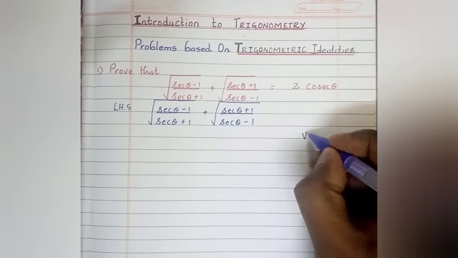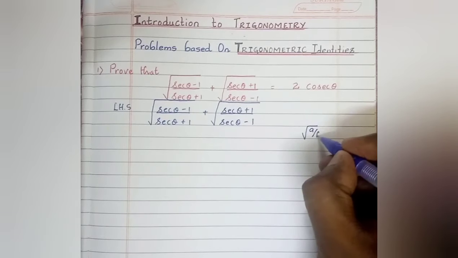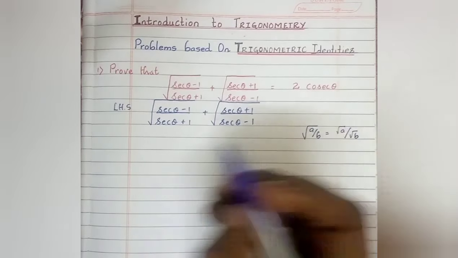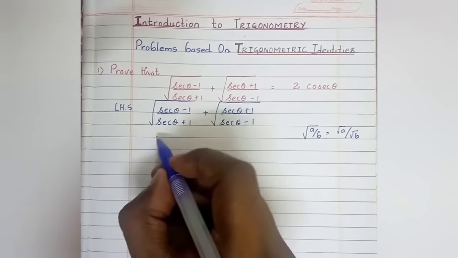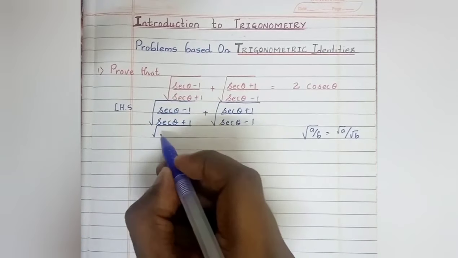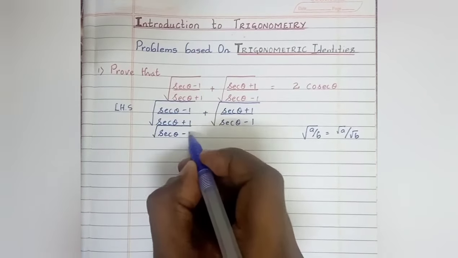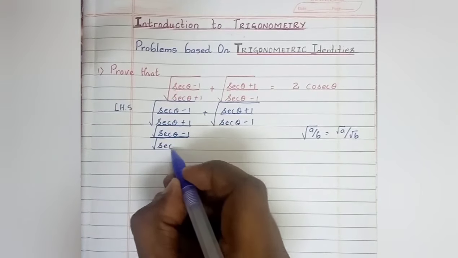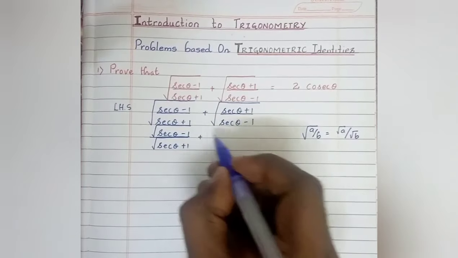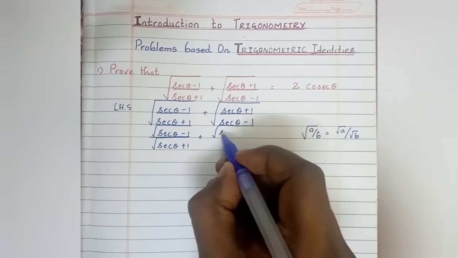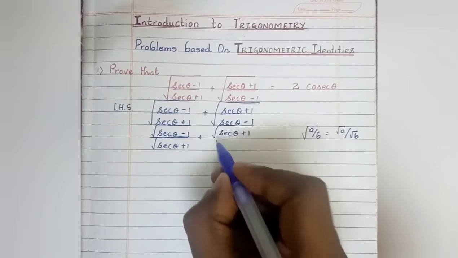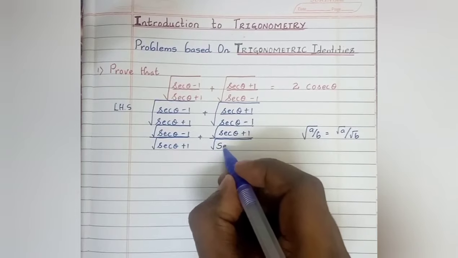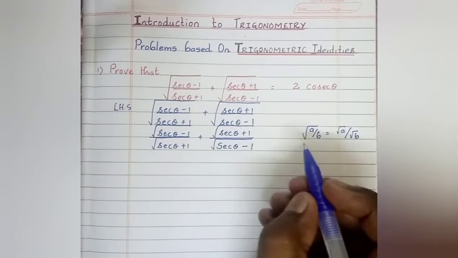Now I can write root of a by b, a divided by b, as root a divided by root b. The same way I will write root of secant theta minus 1 divided by secant theta plus 1 as root of secant theta minus 1 whole divided by root of secant theta plus 1. The same way, root secant theta plus 1 divided by root secant theta minus 1.